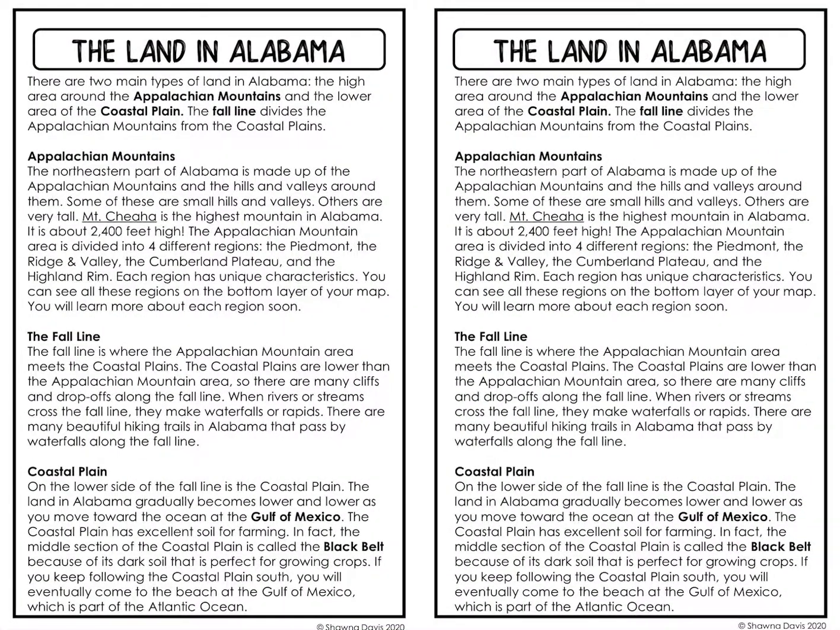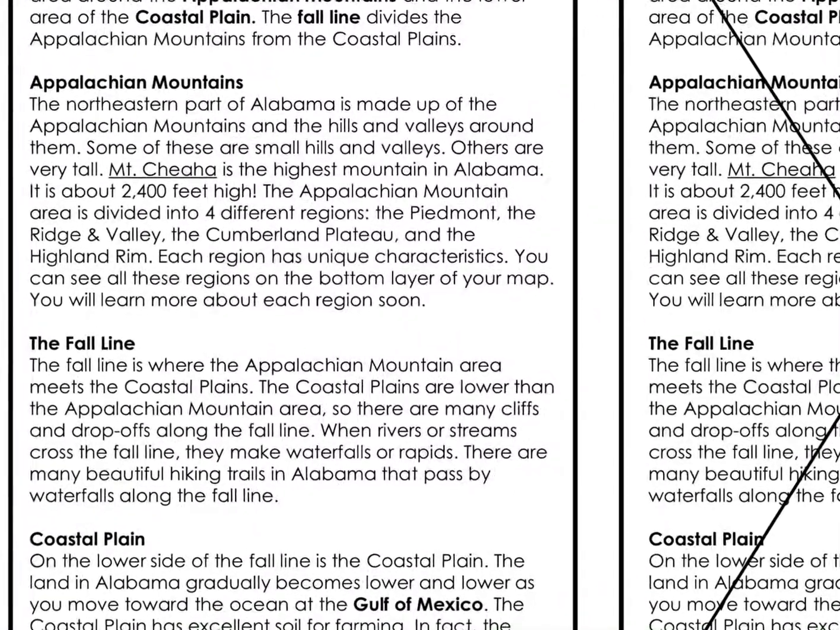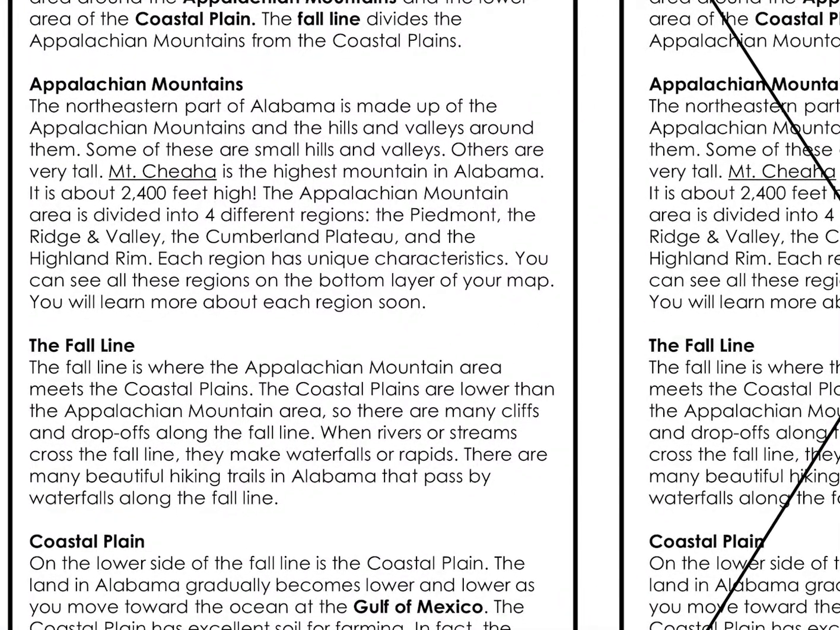So what we're going to do first is, this is double page to save paper, so we would do that if we were actually printing, but we're not. So I'm going to read the first 2 paragraphs here. All right, so follow along with me as I read it aloud. There are 2 main types of land in Alabama, the high area called the Appalachian Mountains and the lower area of the coastal plain. The fall line divides the Appalachian Mountains from the coastal plains.